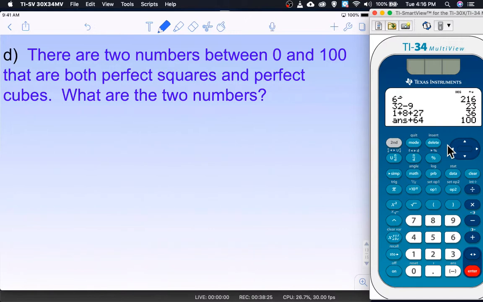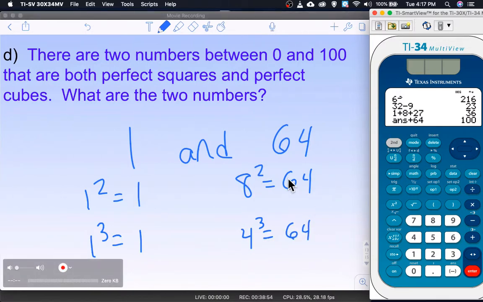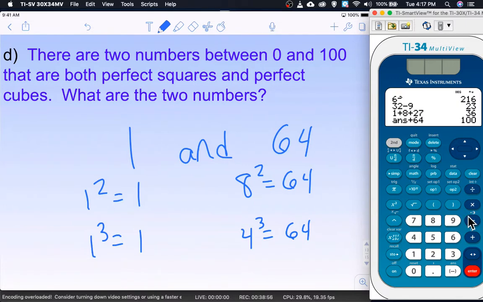The 2 numbers that are both perfect squares and perfect cubes are the numbers 1 and 64. 1 squared is 1. 1 cubed is 1. So 1 is both a perfect square and a perfect cube. 8 squared is 64. 4 cubed is 64. So 64 is both a perfect square and a perfect cube.